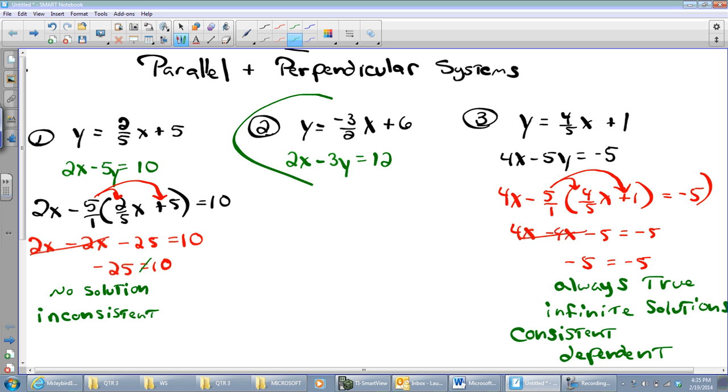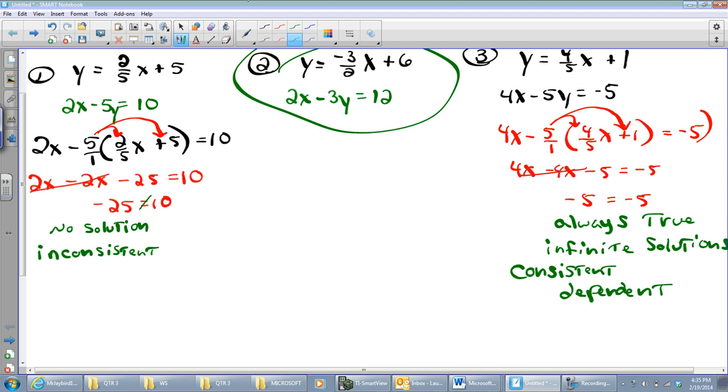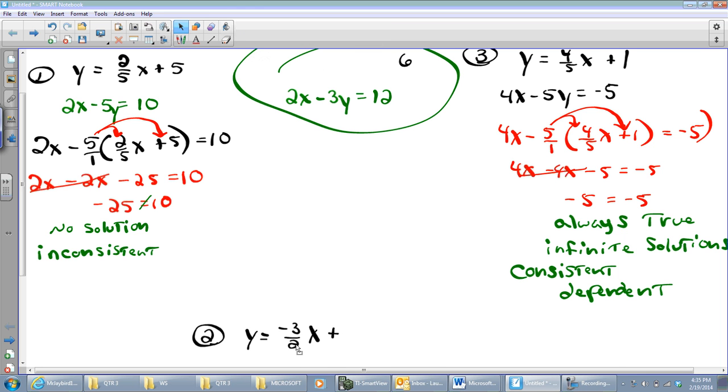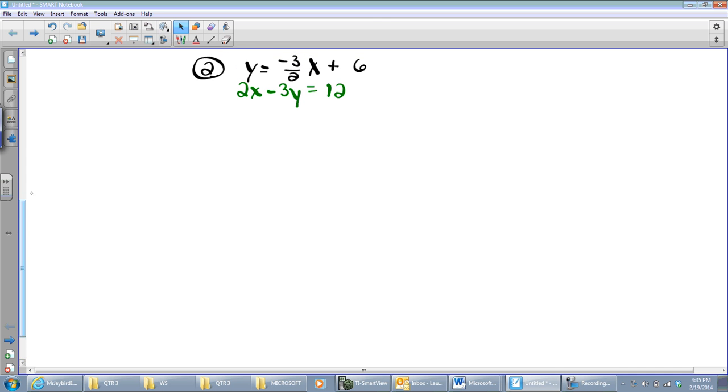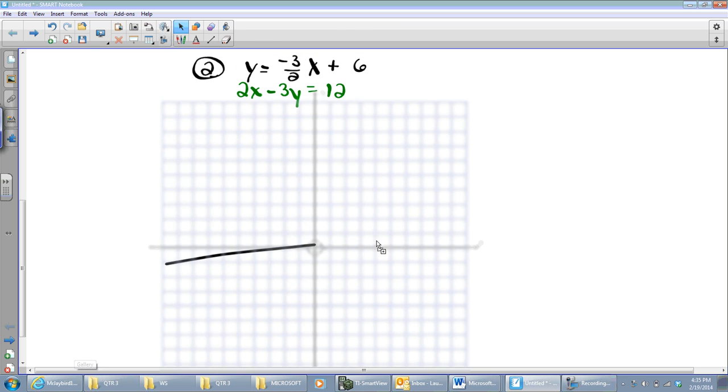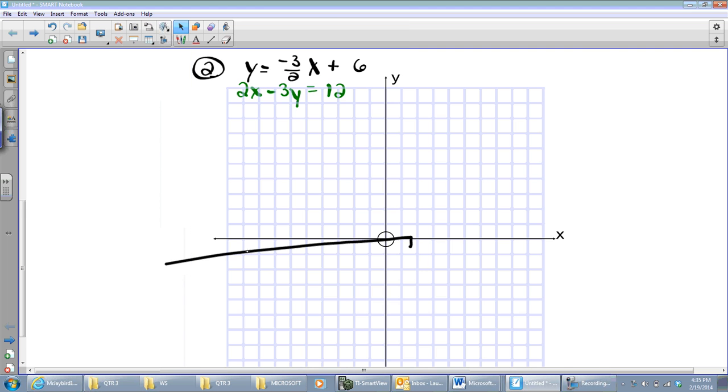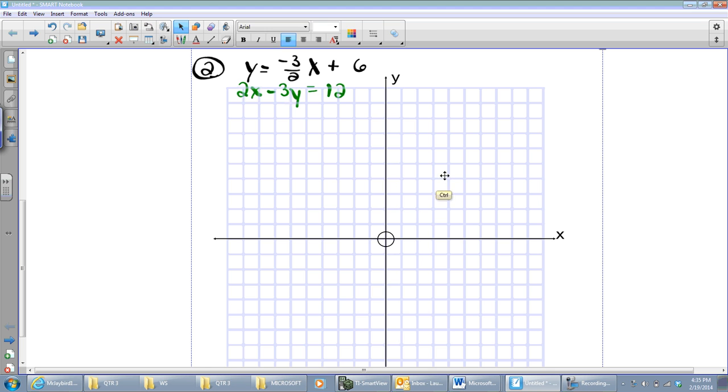Now this one here, I think if I remember right, it's going to be consistent independent, but I want to graph it. That's why I held off. I'm going to solve it by graphing. So wait, where's my pen? There we go. Let me take it down here, give myself a little more room. Okay, so I'm going to get some graph paper out here. So there's that line again. All right, let me lock him in place.